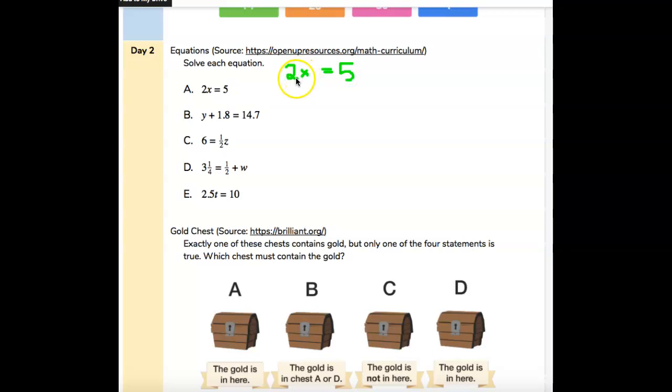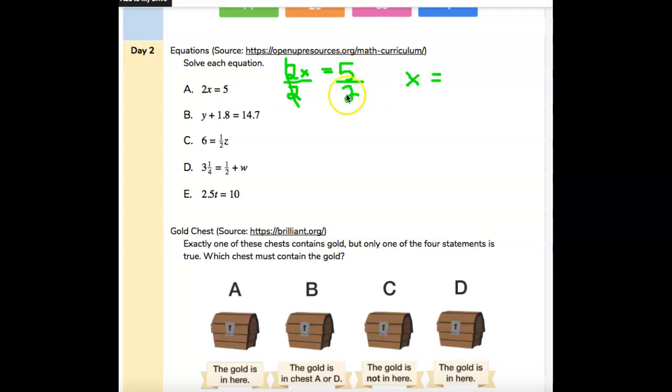And the way we do that is, since this is multiplication, we're going to do the opposite. And what we do to one side, we have to do to the other. So to get rid of the 2 and get x by itself, we have to divide by 2. And then whatever we do here, we have to do here. And so you see, we can get rid of those 2's, and we're left with x, okay, equals.